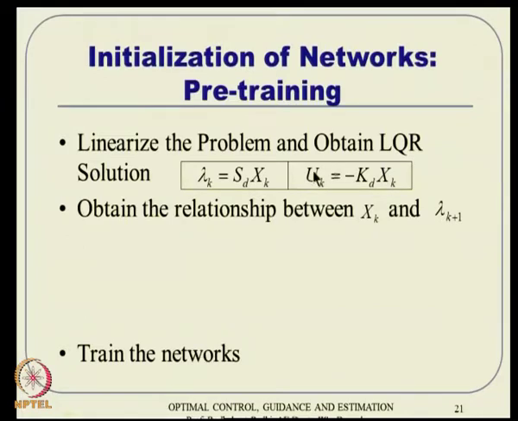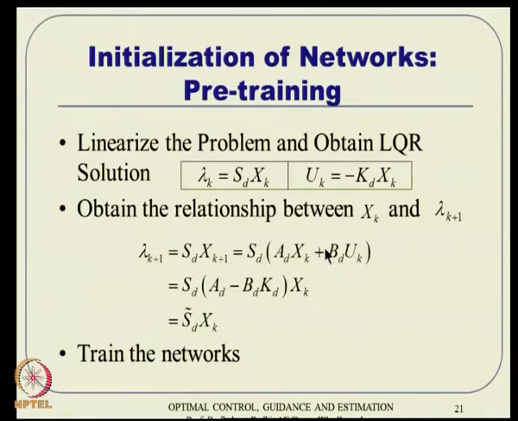Remember the LQR solution can give us only this, lambda k is some escape, lambda k plus 1 is not available. So, how do you do that? But we know that this is also available, and hence we can construct it.